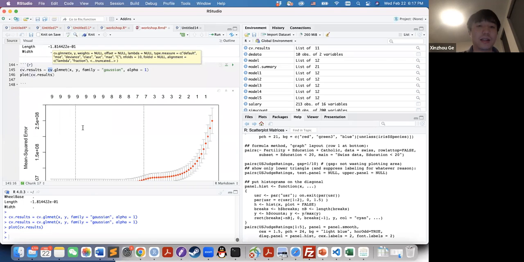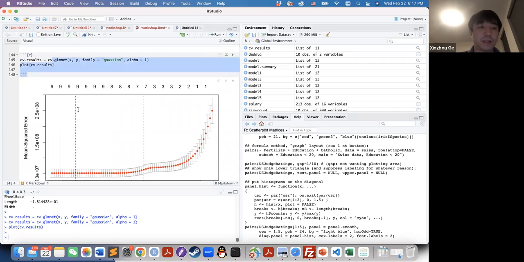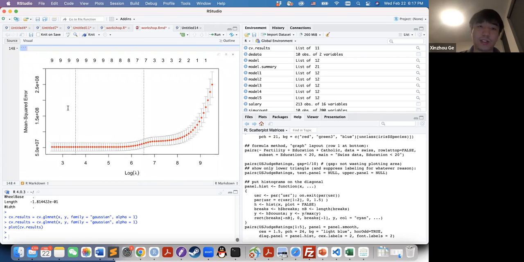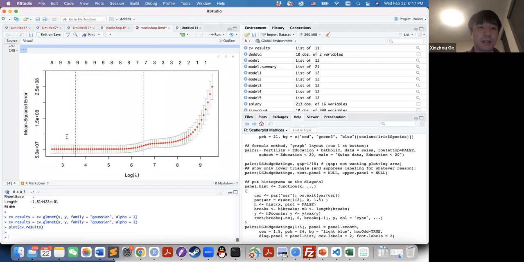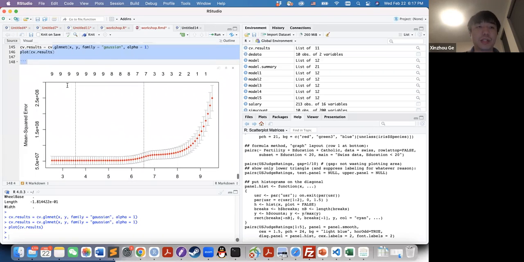From the plot, we can see that this plot is very similar to our previous plot. Here we have the x-axis meaning the scale of the lambda, and the y-axis meaning the mean squared error for each of the lambdas. And a good lambda should have a small mean squared error from cross-validation. And here we have two vertical lines in this plot.